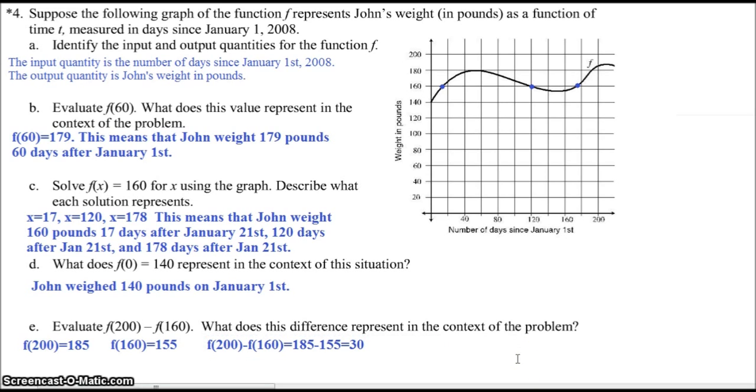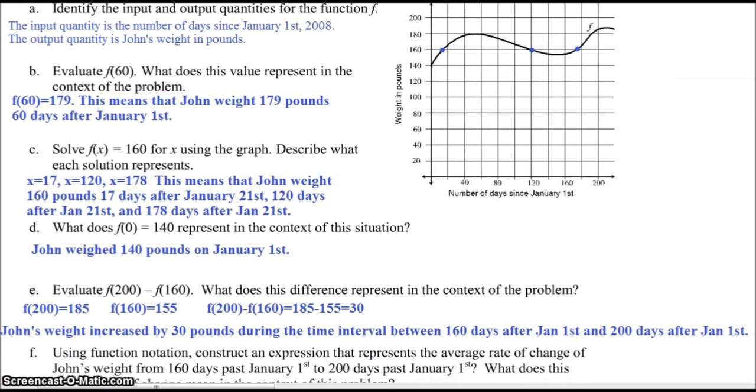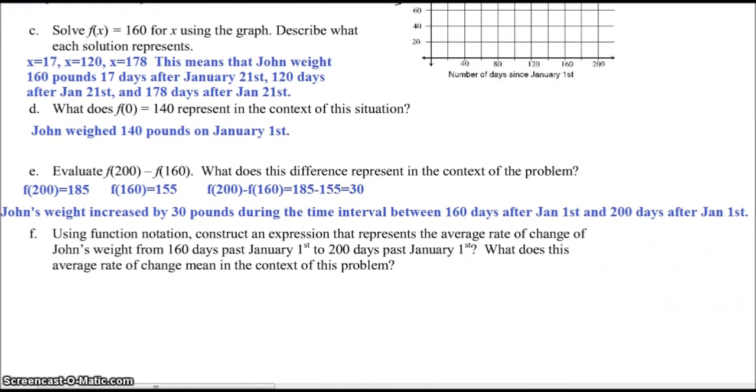So what does this difference represent in the context of the problem? Well, we know that it's a difference in weight, and if we look at our graph, from day 160 to day 200, we can see that his weight increases. So we know that John's weight increased by 30 pounds from 160 days after January 1st to 200 days after January 1st. So over the course of those 40 days, his weight increased by 30 pounds.